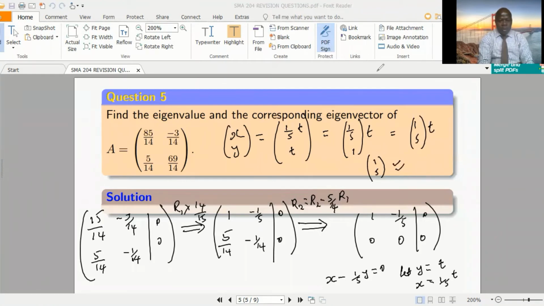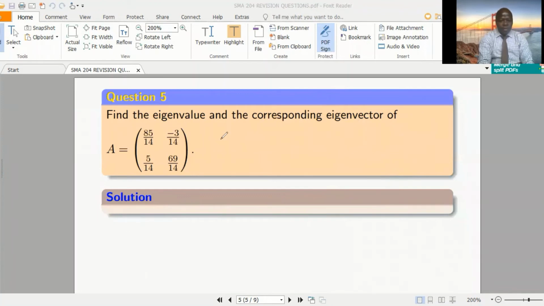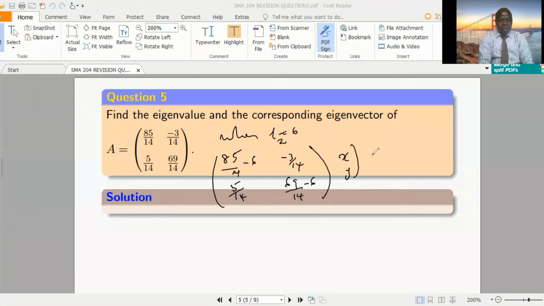Now, what about when lambda is equal to 6? So when lambda is equal to 6, let's subtract 6 from the leading diagonal. So it is 5 out of 14 minus 6, and that is 3 out of 14. Then 5 out of 14, and 69 out of 14 minus 6, multiplied by x, y, equal to 0, 0.